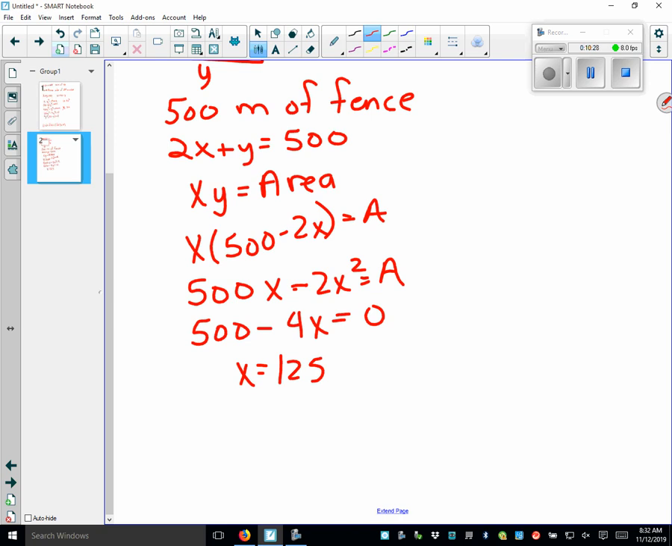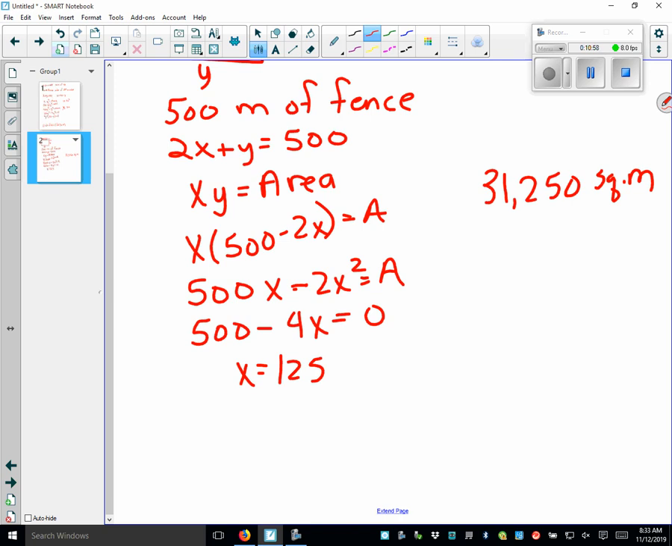What is the largest area you can enclose? I got 250. So that is 31,250. Yeah, 31,250 square meters. Why did I get 250 when I paused off in the first part? You didn't get 250. You got 250 for y.